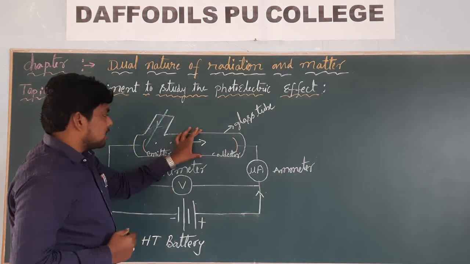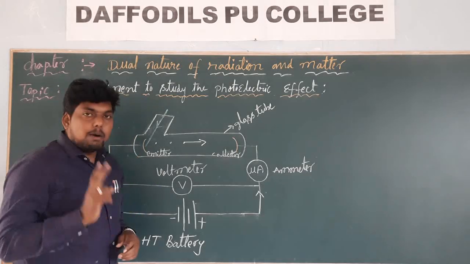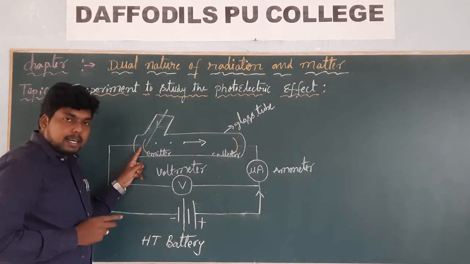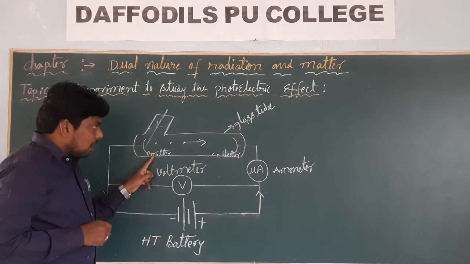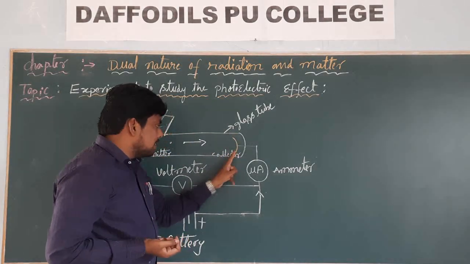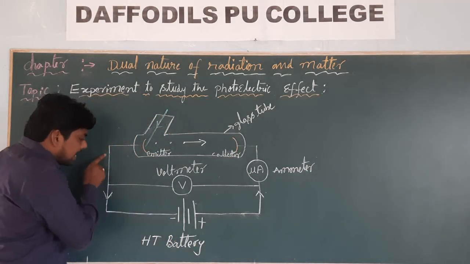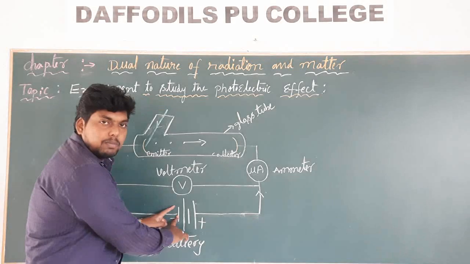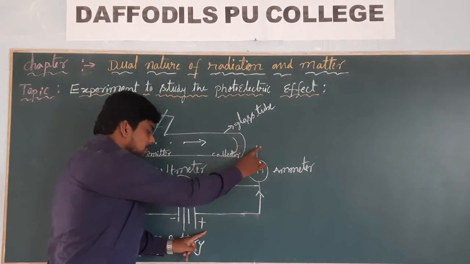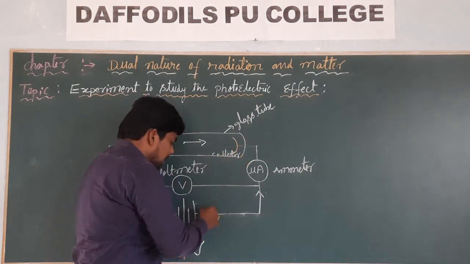Next, the glass tube. Initially we have taken a glass tube. In that glass tube we have placed two electrodes. The first electrode is a cathode, that is, an emitter. Another electrode is an anode, which is considered the collector, or we can also call it a detector. The emitter is connected to the negative terminal of the battery. The collector is connected to the positive terminal of the battery.